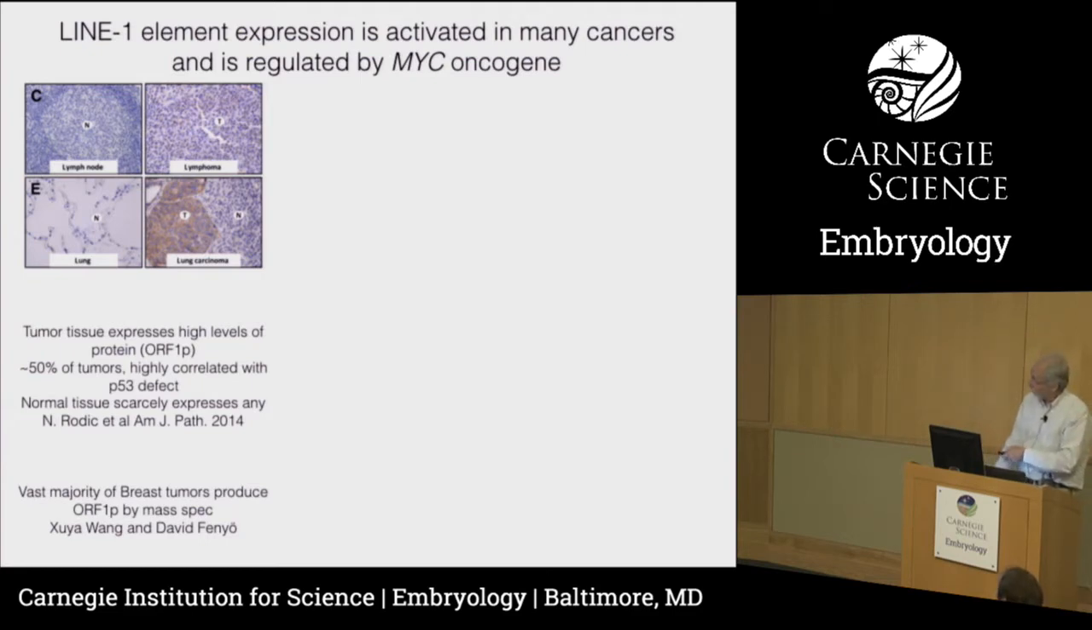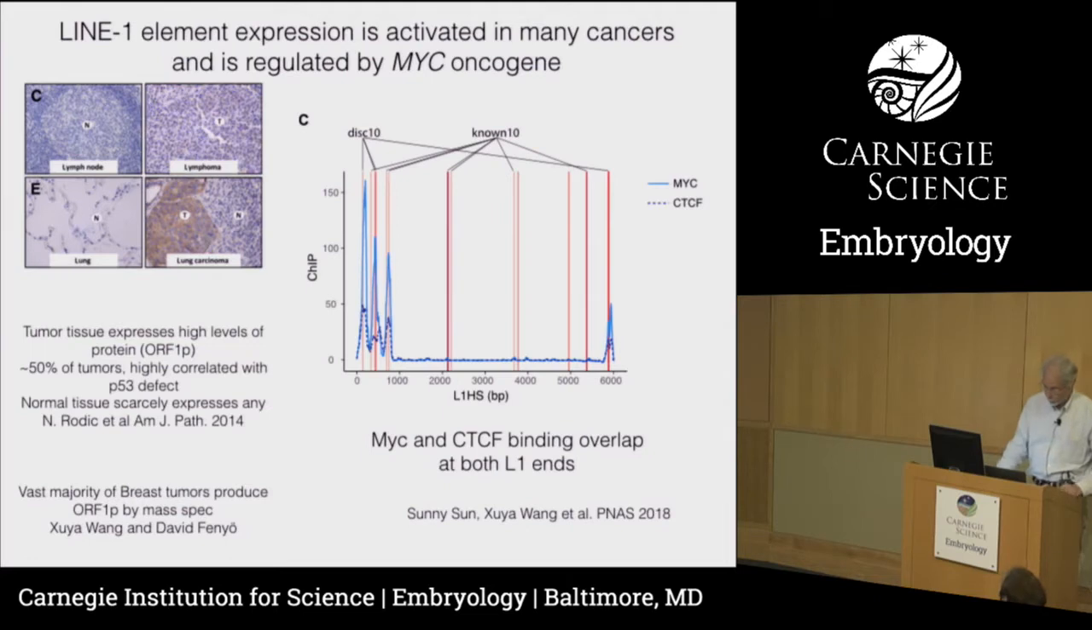And other work from my colleagues at NYU, Shuya Wang and David Fenyo, show that indeed the vast majority, for example, of breast and ovarian tumors produce ORF1p directly detectable by mass spectrometry.